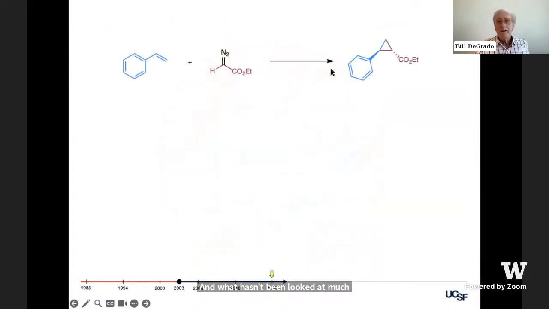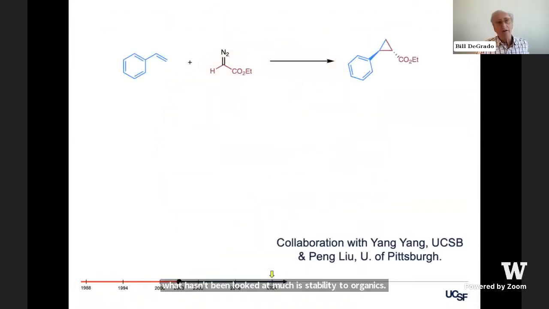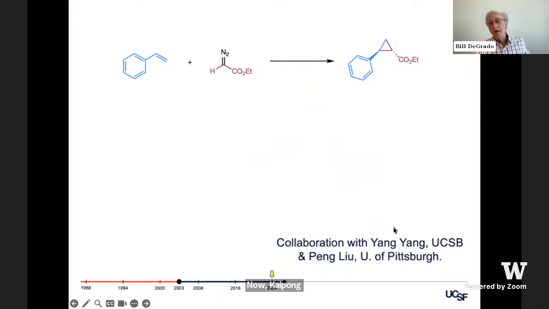Now, Kai-Peng Liu in our lab has worked in collaboration with Yang Yang and Peng Liu to design an enzyme that catalyzes this non-natural reaction, cyclopropanation, that introduces 2 chiral centers.